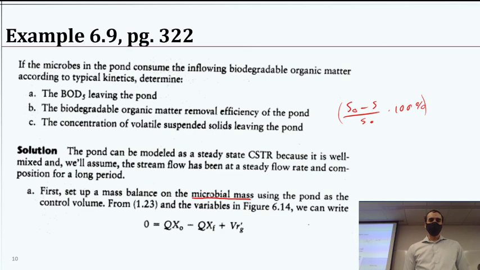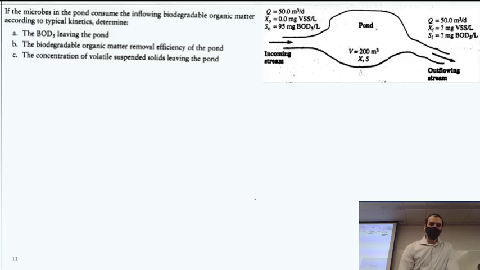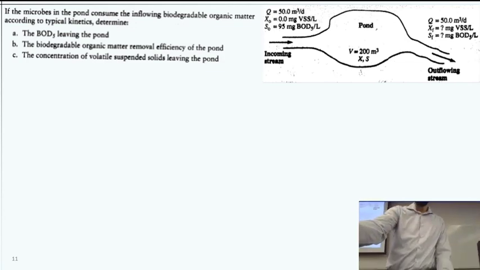So what's coming in minus what's going out plus this net reaction in that volume, that's our starting point. So go ahead and start there, simplify, and expand out this r_g as your first step. I'm going to write up a few pieces over here on the side for you to work with.